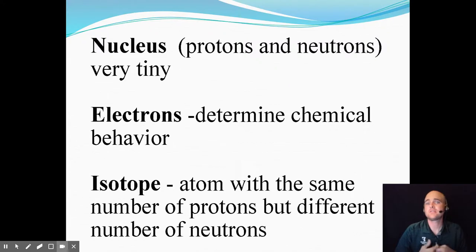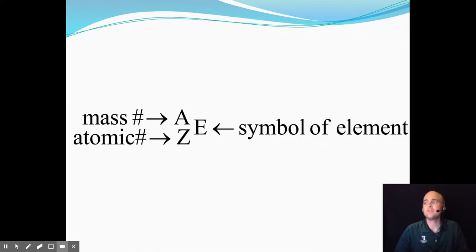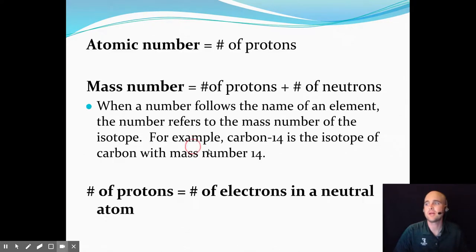The electrons contribute the behavior, where the bonding happens. The bonding will always happen with the electrons. That's the magic that happens. An isotope has the same number of protons but different numbers of neutrons. You'll see this nuclear notation where you have the symbol, the mass number on top and the atomic number on bottom. The atomic number is just the number of protons. The mass number is the number of protons plus neutrons.